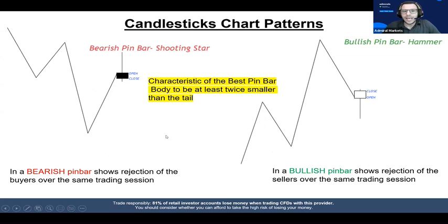And the second one is the pin bars or shooting stars or hammer, depends on which trend we are watching them. So a bearish pin bar or shooting star. Characteristics of the best pin bars are the bodies to be considerably smaller than the length of the tail. Again, the body to be considerably smaller than the total length of the tail.